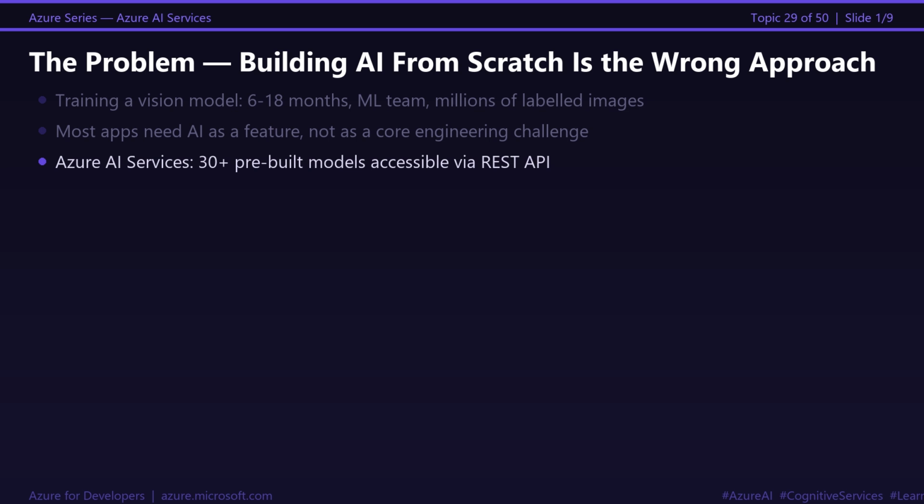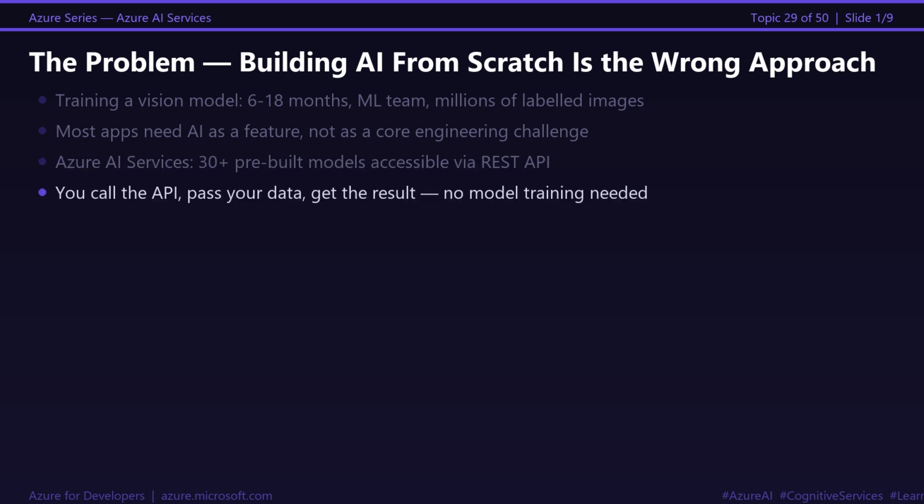Microsoft has spent years and hundreds of millions of dollars training these models on vast datasets you could never assemble yourself. Your job: call the API. Pass your data. Process the result. 10 lines of code. Production-grade accuracy. No ML expertise required. By the end of this video, you will know what each service does and exactly when to use each one.